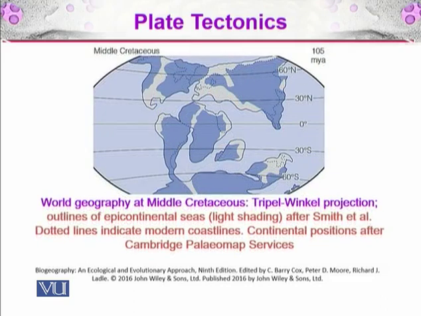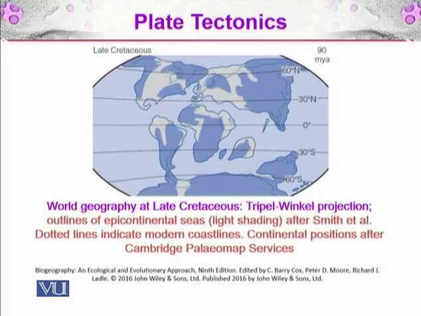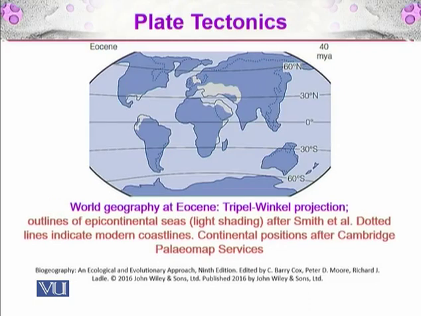Dotted lines indicate the modern coastline and continental position after the Cambridge Paleo Map services. In the middle Cretaceous, you can see the continents separating further from each other. In the late Cretaceous, this is much more pronounced, and you can see Africa is separated from the Indian subcontinent, and this subcontinent is now moving towards the Eurasian plate. The Eurasian plate in this case is moving towards the south, while India is moving towards the northeast. Here you can see the world geography at the Eocene. We have pretty much a similar picture even today.